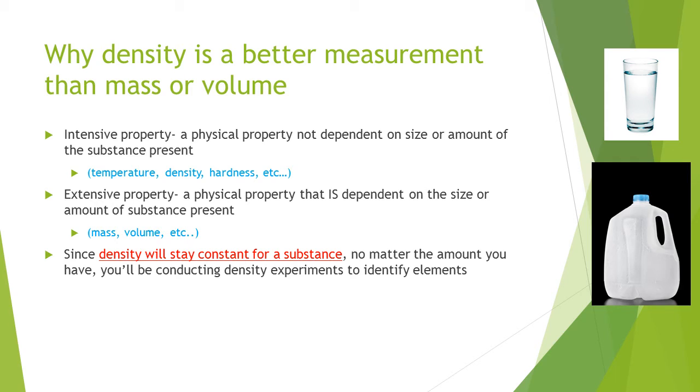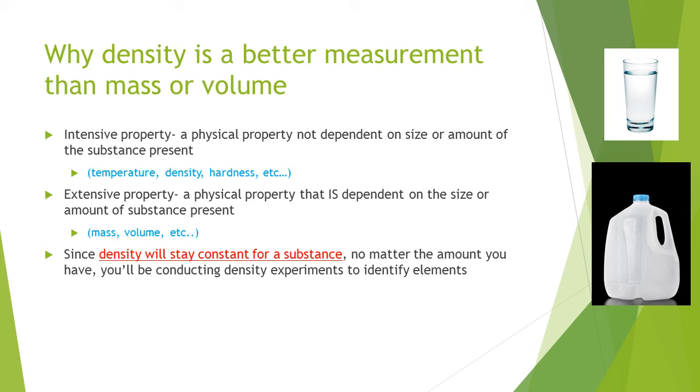An intensive property is a physical property not dependent on the size or the amount of substance that you have. Examples of intensive properties are temperature, density, and hardness. So for example, you have a glass of water and a jug of water over to the right hand of the screen. No matter if I have that small glass of water or the large jug of water, if they're both in my fridge, they're both going to be the same temperature. Therefore, temperature does not depend upon how much you have of the substance.